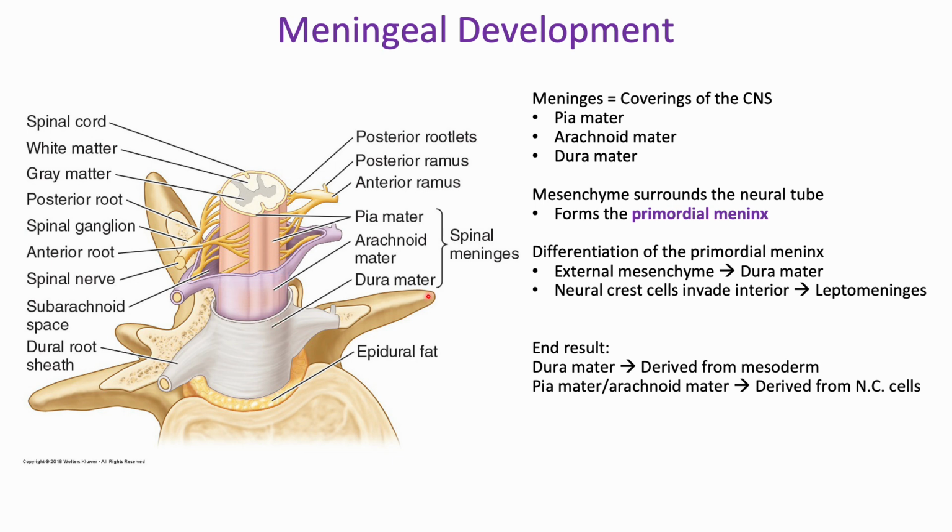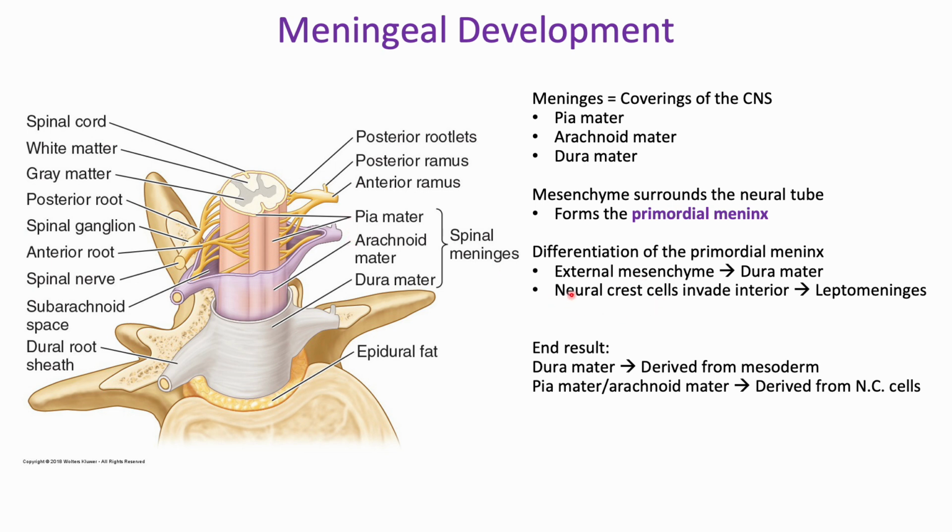So, initially, around the neural tube, which is going to be forming your spinal cord, you're going to have mesenchymal cells surround the neural tube and form what is called the primordial meninx. So the primordial meninx is going to differentiate. You're going to have the external region, which mesenchymal tissue has invaded, form the dura mater. But on the internal surface, near the spinal cord, you're going to have neural crest cells invade. So the neural crest cells invade, and they're going to form what is known as the leptomeninges. And the leptomeninges are referring to the pia mater and the arachnoid mater. So those 2 innermost layers of the meninges.